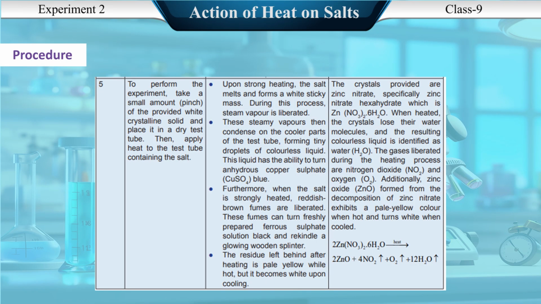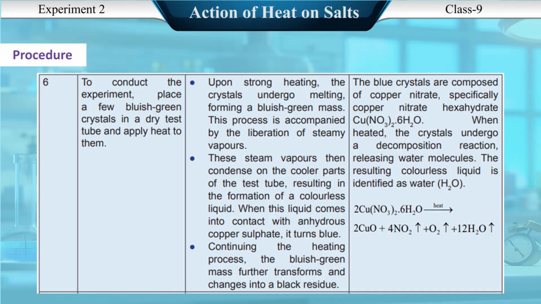When heated, the crystals lose their water molecules and the resulting colorless liquid is identified as water. The gases liberated during the heating process are nitrogen dioxide and oxygen. Additionally, zinc oxide formed from the decomposition of zinc nitrate exhibits a pale yellow color when hot and turns white when cooled. 6. To conduct the experiment, place a few bluish-green crystals in a dry test tube and apply heat to them.